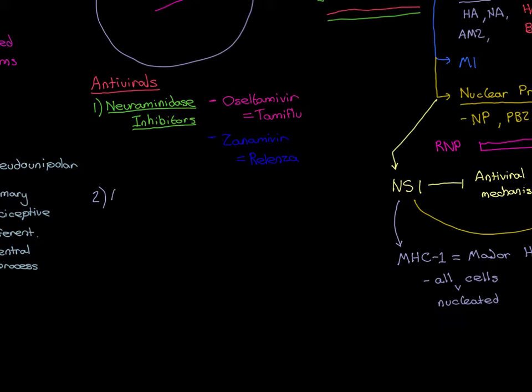Okay, so the second class are the drugs called the adamantanes. Now, their name is based on their chemical structure. Both of these drugs have a chemical structure that is described as the adamantane chemical structure. You can also call these the M2 ion channel inhibitors, and that actually describes their function, like neuraminidase inhibitors. So these drugs are going to inhibit the M2 ion channel, and that's how they are going to interfere with the viral life cycle. So, M2 ion channel inhibitors.